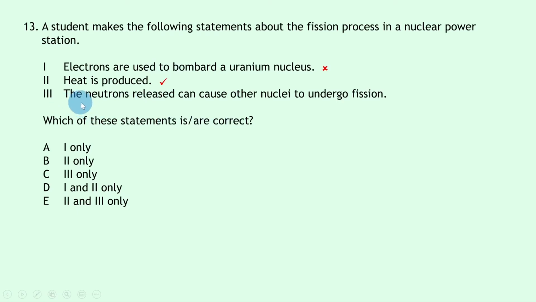And lastly, statement 3, the neutrons released can cause other nuclei to undergo fission. That is true because remember, that is what happens in a chain reaction. Neutrons that are released from one nuclear fission reaction can go on to hit other uranium nuclei, causing them to split apart and more neutrons to be released, and the process repeats. So this means we have statements 2 and 3 that are correct, which means our answer has got to be E.